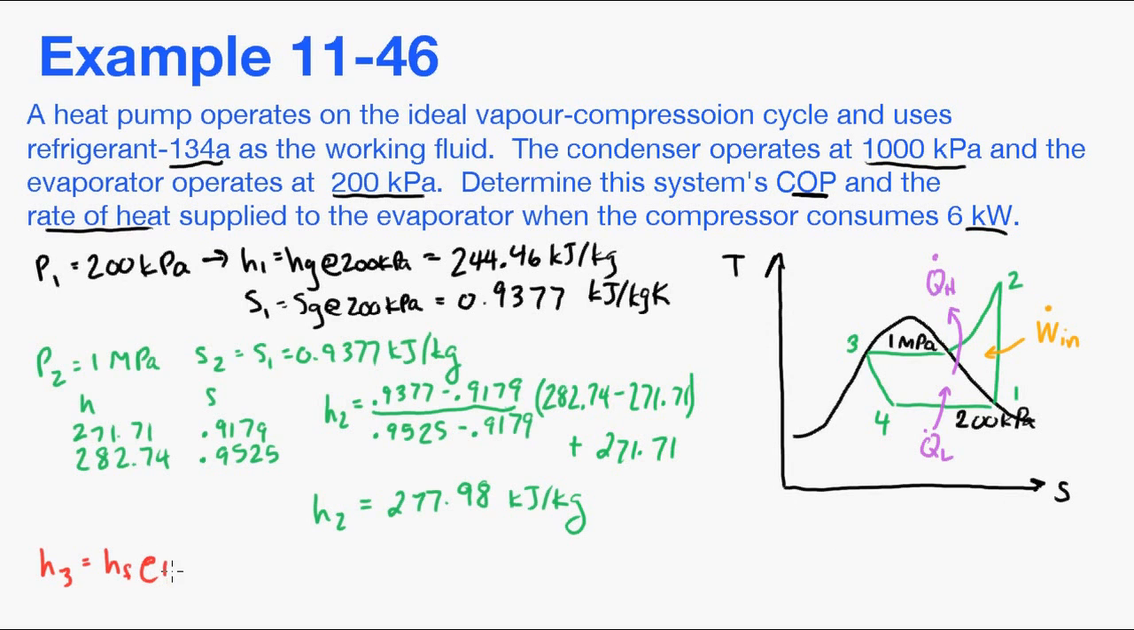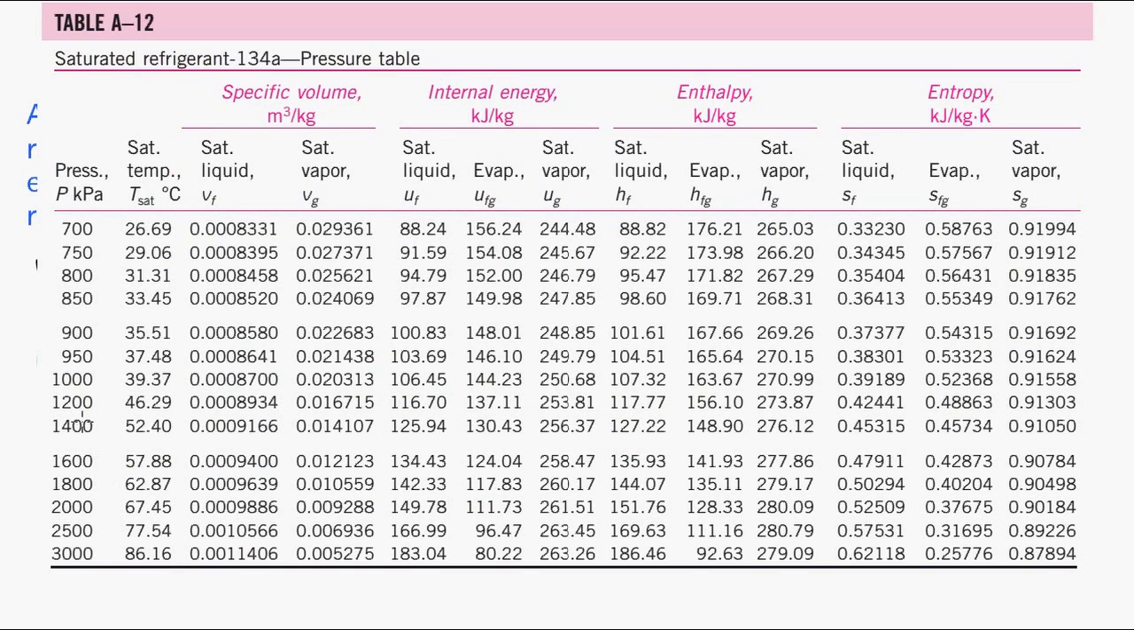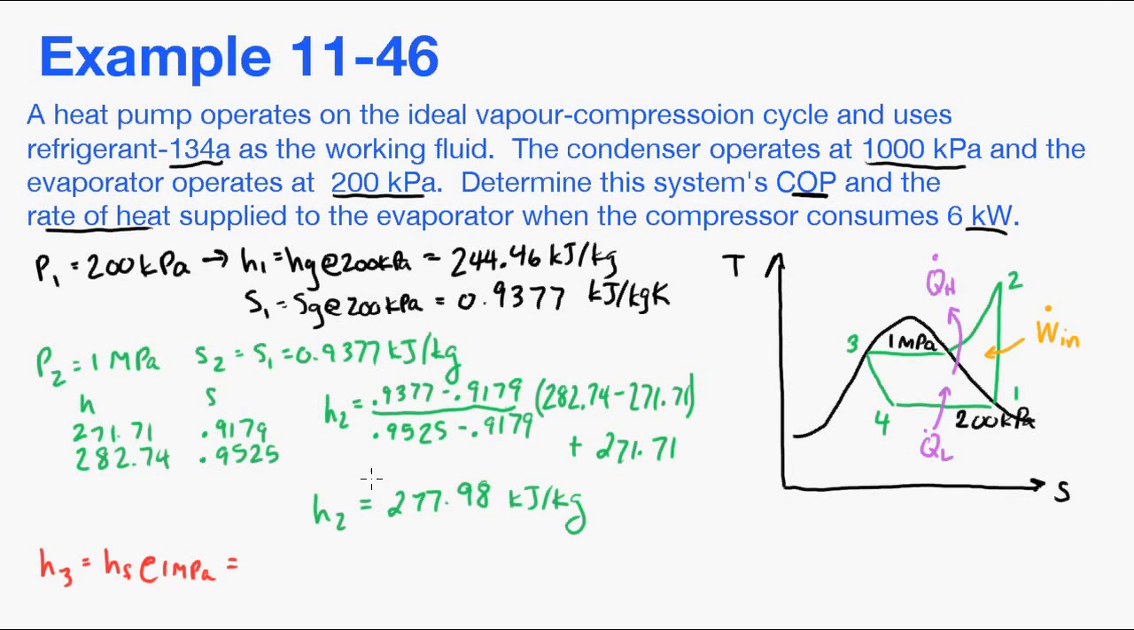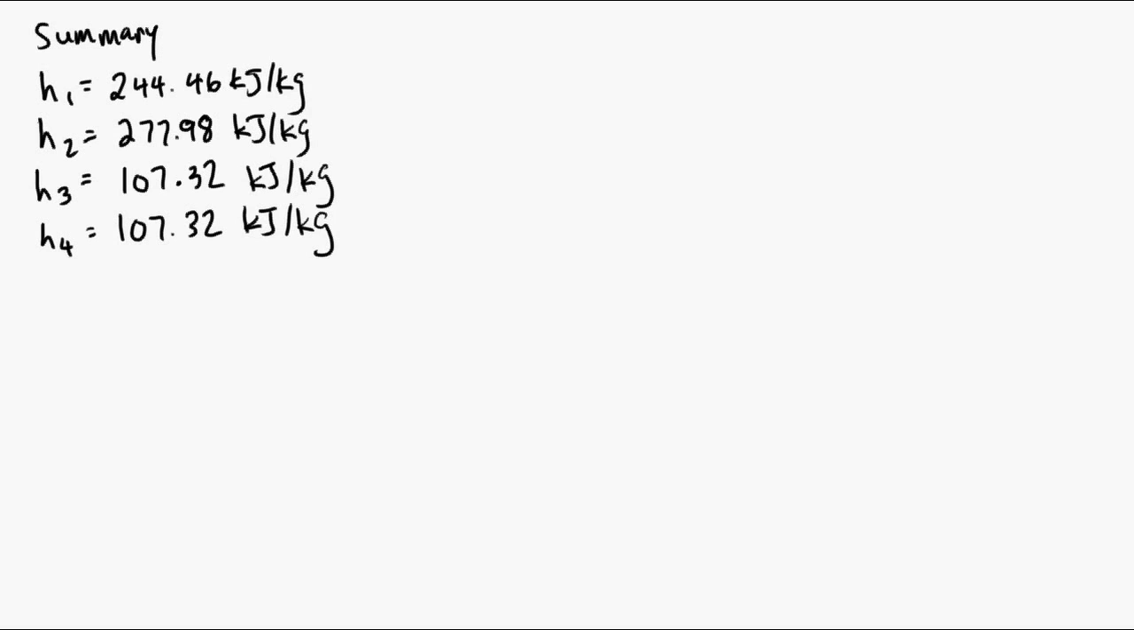h3, if we look at our graph, is a saturated liquid. So we can look that up at the pressure, 100 kPa. hf is 107.32, so we'll write that down in our solution. And we treat 3 to 4 as a throttling process with constant enthalpy. So enthalpy at state 4 is equal to the enthalpy at state 3. So in summary, here are our four enthalpy values for the cycle.